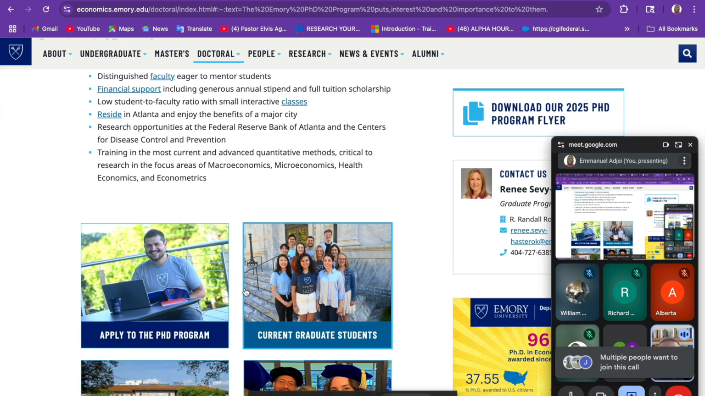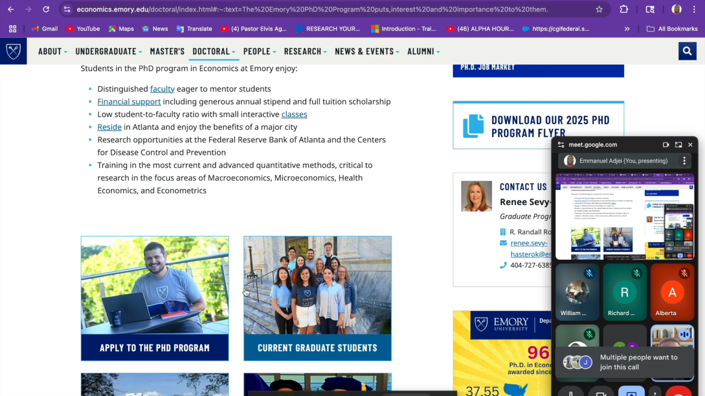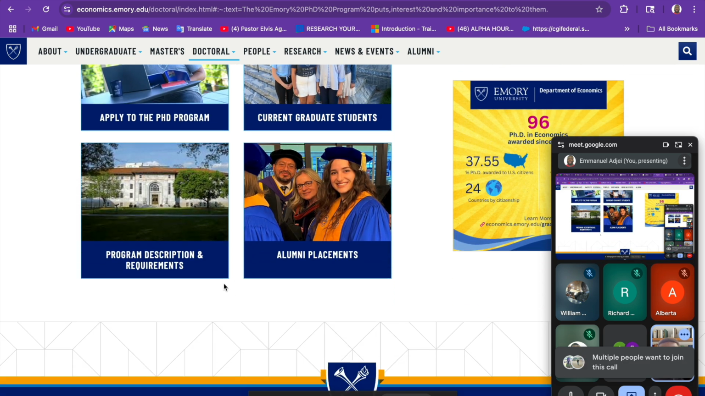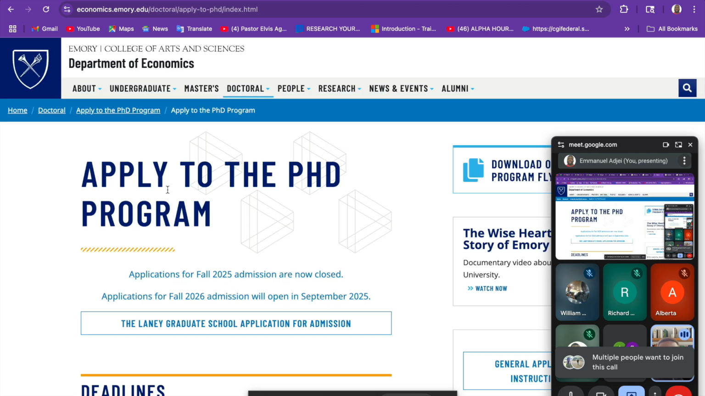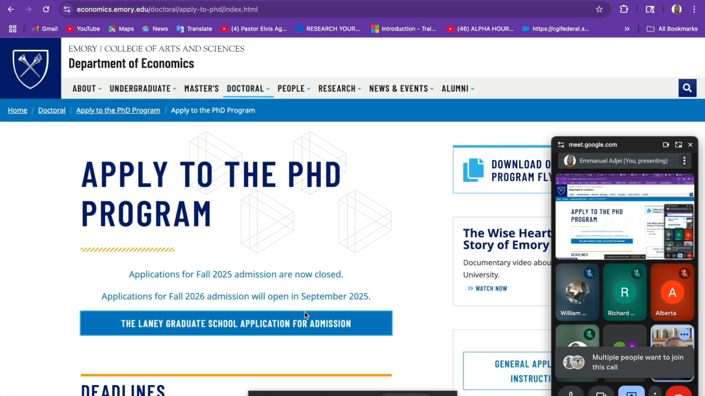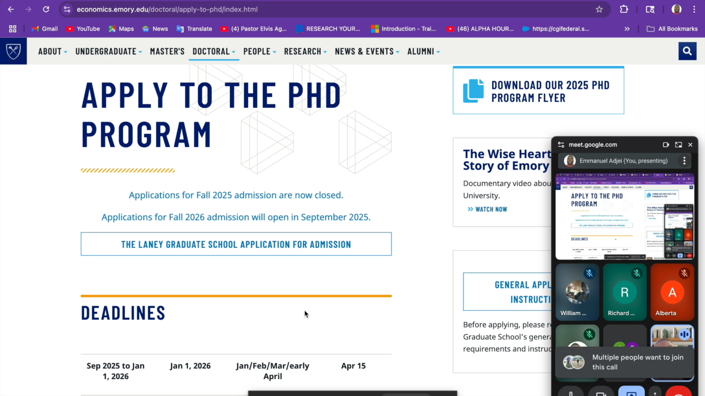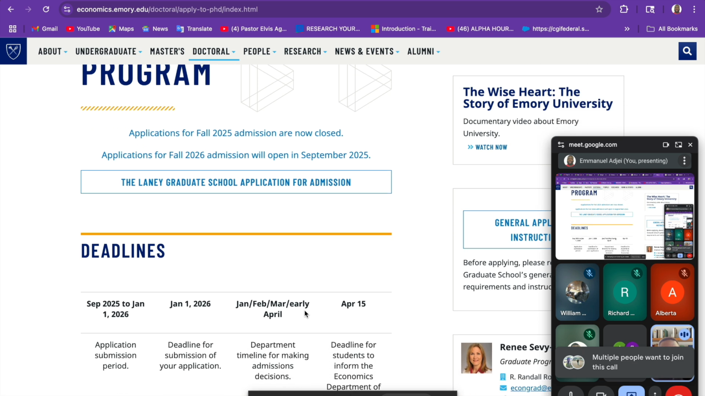And this university is giving fully funded PhD in economics with no master's. So go to apply to the PhD program. Application for fall 2026 open in September 2025. That's why I said this is the right time to do this training, just to assist people for fall 2026, because a lot of schools open their application in September.